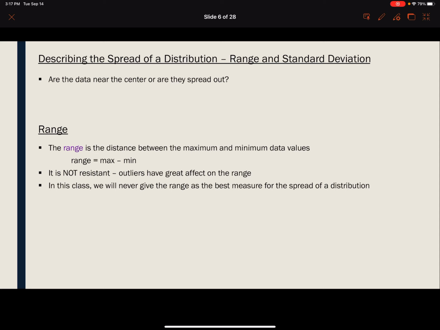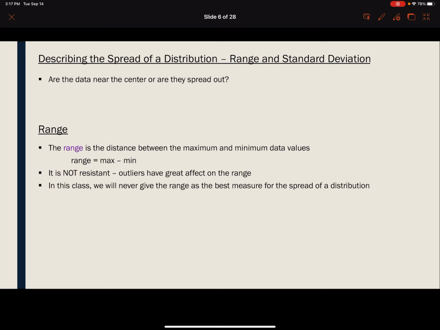So before we get to that, let's talk about what it means to describe the spread of a distribution. When we say the spread of a distribution, we're talking about how spread out the data values are. If the data values are very spread out, that's something important to know about the distribution, as well as if the data values are really clumped together. So the question is, which of these measurements is the best description for how spread out the data is?